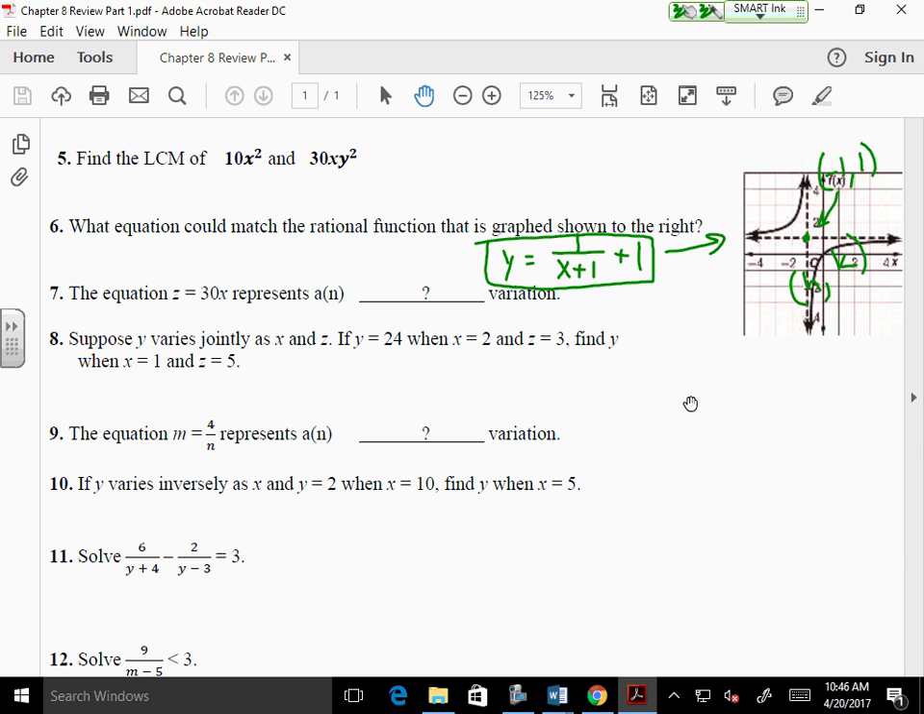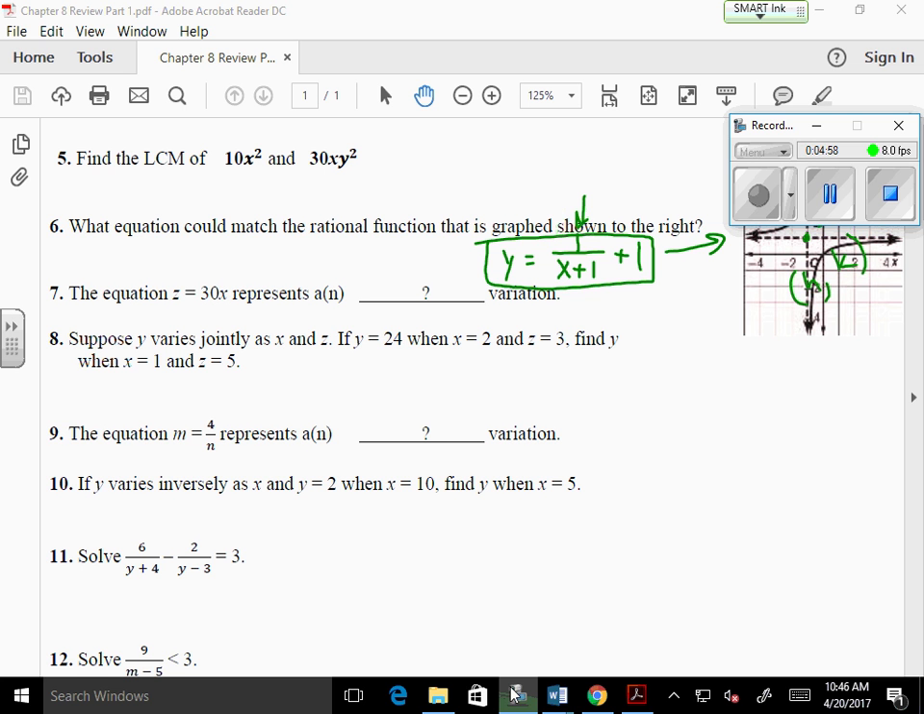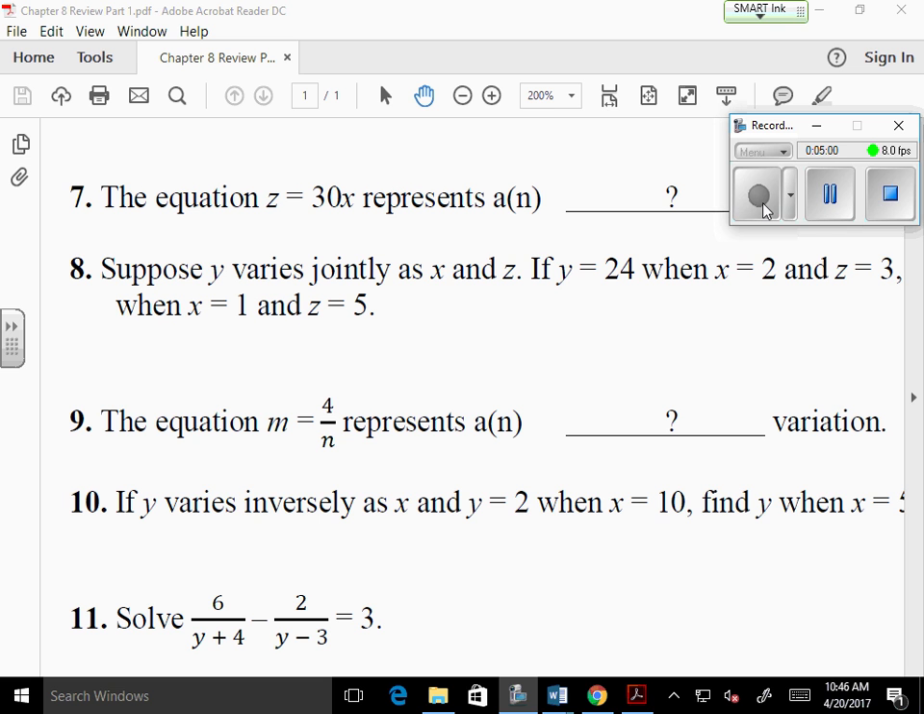To get more specific than that, to see if the numerator is a 1, we would have to get more specific with the points on the hyperbola. y equals 30x. That follows the pattern y equals kx, which is a direct variation.